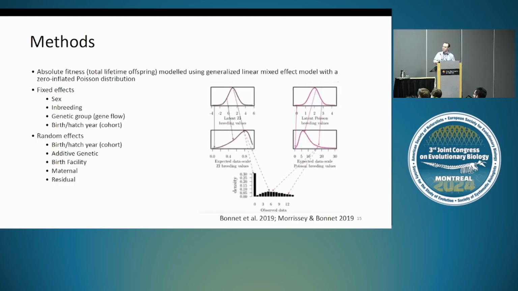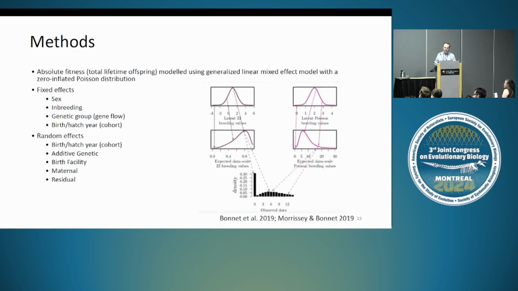For the methods, we modeled absolute fitness using generalized linear mixed effect animal models with a zero inflated Poisson distribution. There was a lot of work done by Bonnet et al. and Morrissey and Bonnet to get a handle on how to model fitness appropriately in these models. So we used what they did in the wild populations. We have some fixed effects that we're adding into these models and random effects.